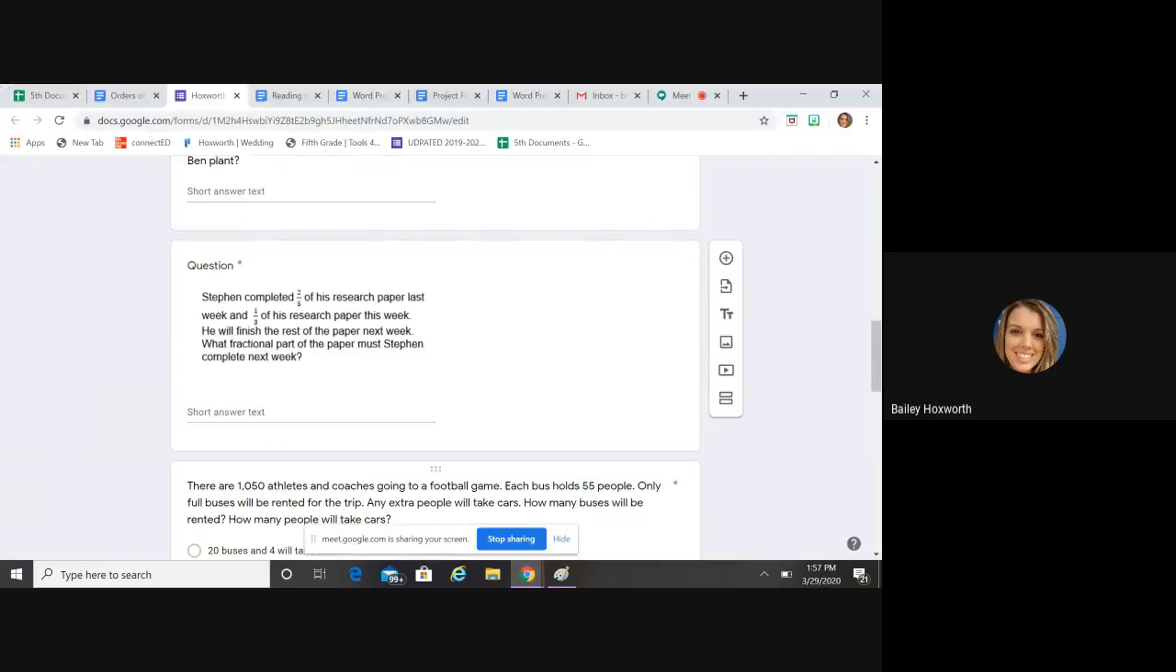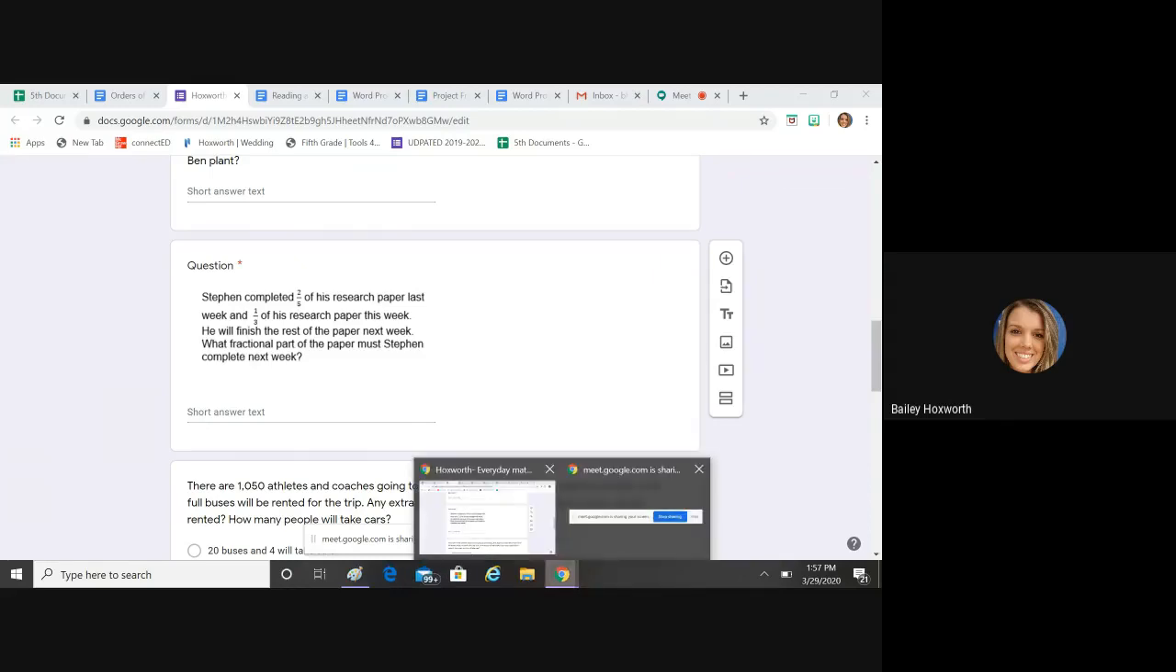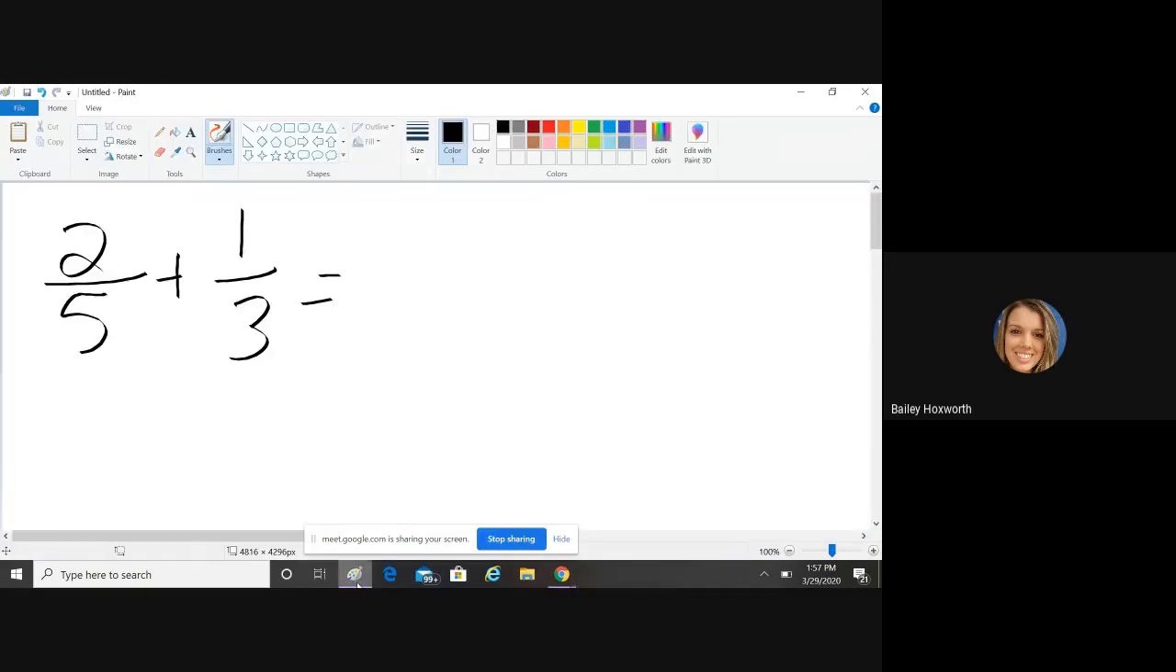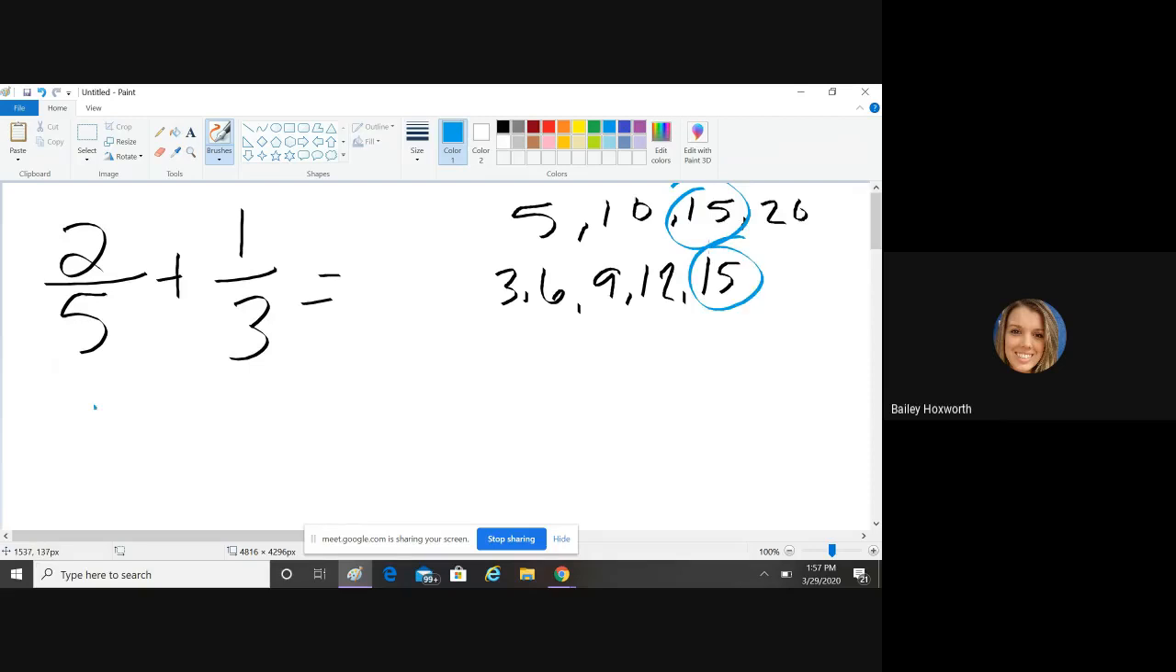So I'm gonna find the common denominators. Write my multiples. Great. Okay. So I got 5 and 3. So 5, 10, 15, 20, 3, 6, 9, 12, 15. What do I have in common? 15. So I'm going to rewrite them.